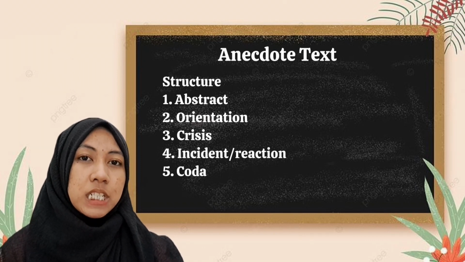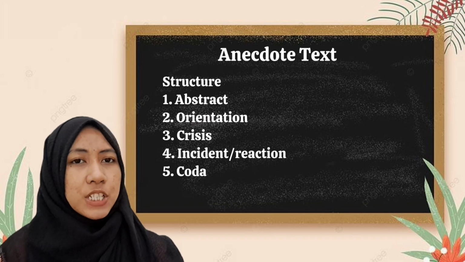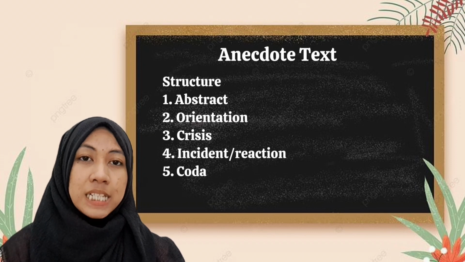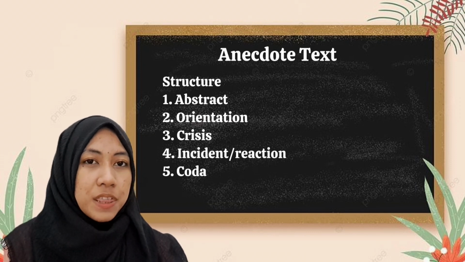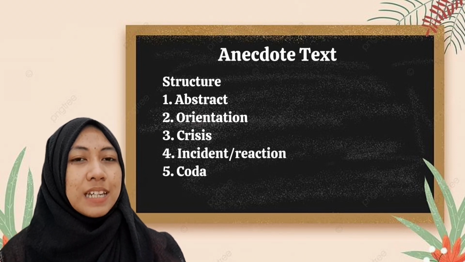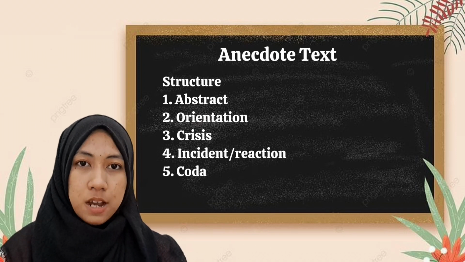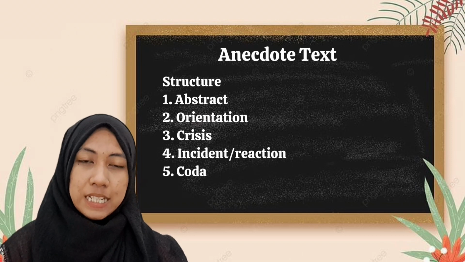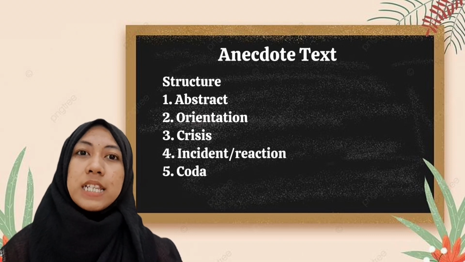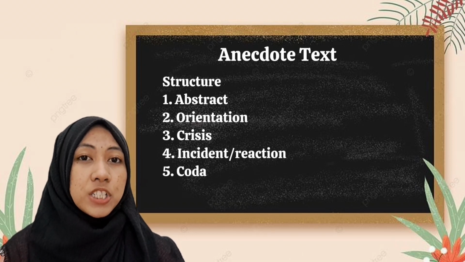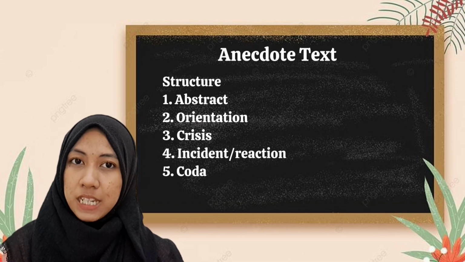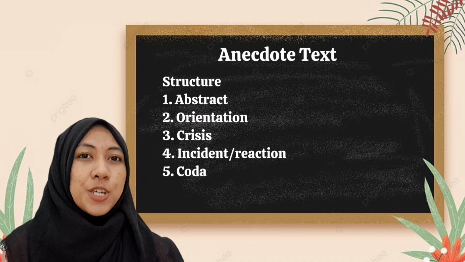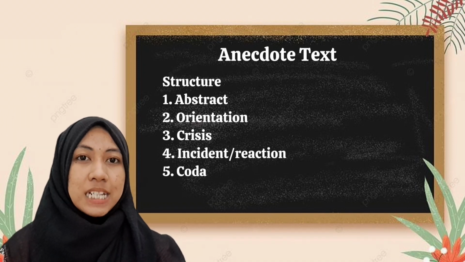The next section is incident or reaction. In this section, there is a resolution or answer to the unique or unusual thing that is being told. And then the last is coda. Coda is the closing part of the anecdote text. This part contains the conclusion or evaluation of the story being told. Usually this is the part that contains humor or that invites laughter.